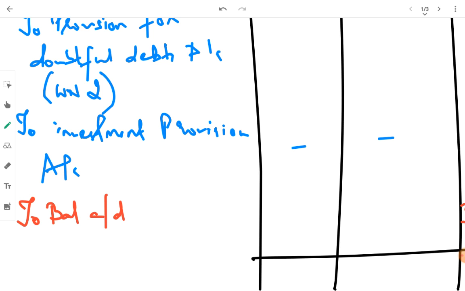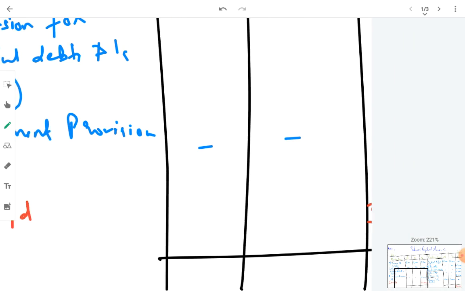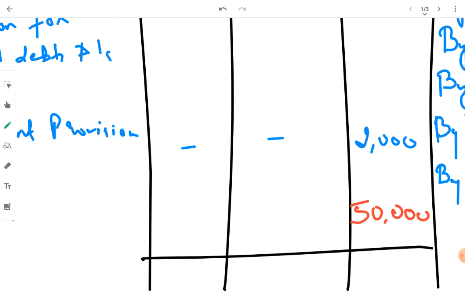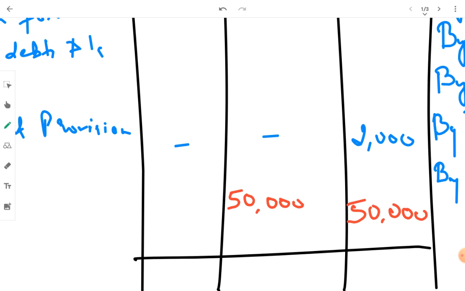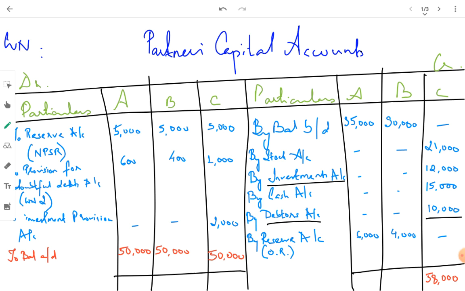And as we have already seen, the capitals of the partner should be equal, taking C's capital as base. So whatever final balance that you have for C, that will also be the balance for your remaining partners. So C's final balance is rupees 50,000. Similarly, the balance for your partner B should also be 50,000, and for partner A is also rupees 50,000. Okay, so we've recorded as per all of the adjustments. Now close your accounts and see what is the balance you are getting.